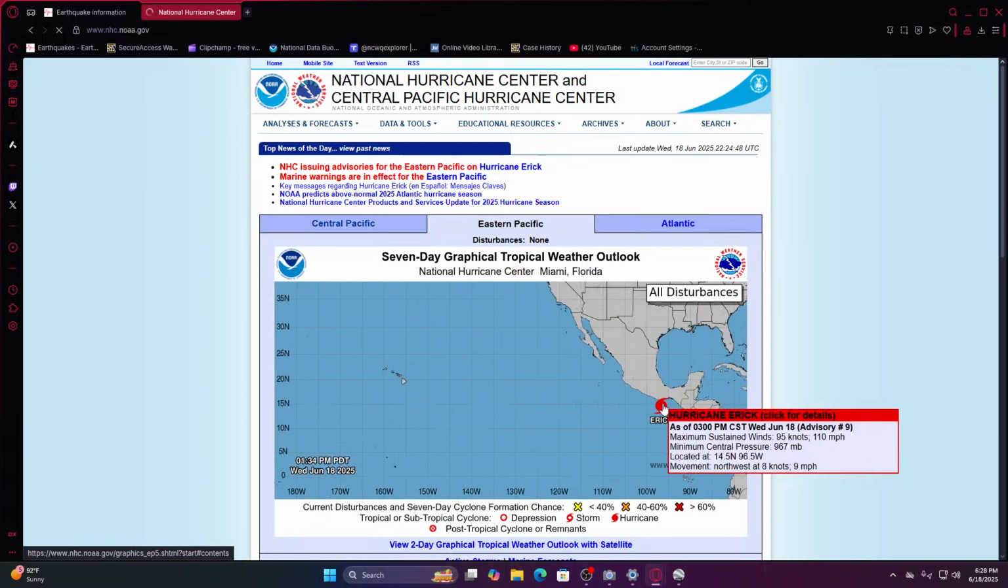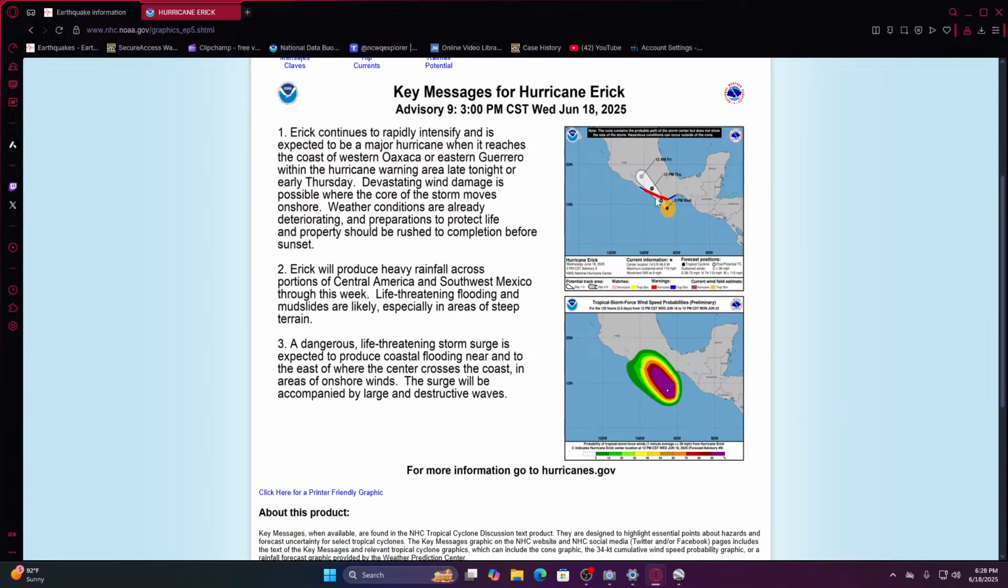Hurricane Eric. Hurricane Eric is going to hit Mexico. So, Eric continues to rapidly intensify and is expected to be a major hurricane when it reaches the coast of western Oaxaca or eastern Guerrero within the hurricane warning area late tonight or early Thursday. Devastating wind damage is possible where the core of the storm moves onshore. Weather conditions are already deteriorating and preparations to protect life and property should be rushed to completion before sunset. Eric will produce heavy rainfall across portions of Central America, southwest Mexico through this week.